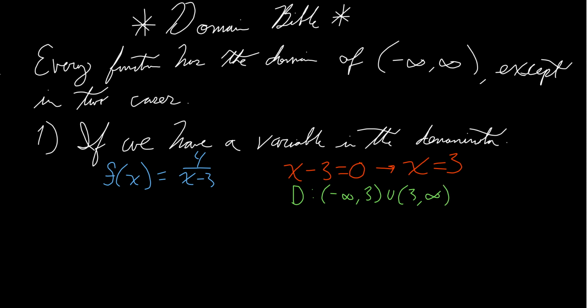Basically what this means is that I'm allowed to use every single number but 3. If I were to look at that on a number line, it's saying from negative infinity to 3, not including 3, union with 3 to infinity, again not including 3. So that's the domain of the function. I set up the equation to figure out what I'm not allowed to use, and then I go from there.